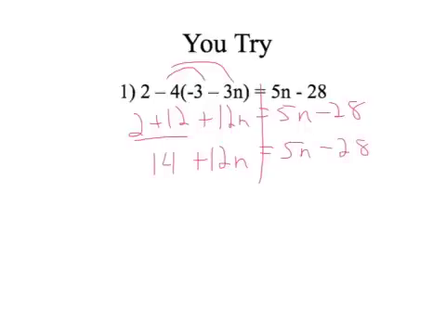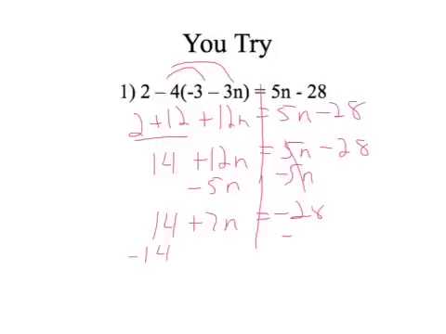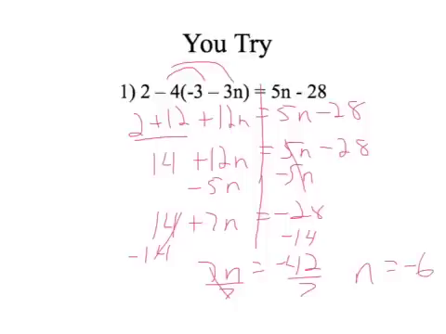Alright, now we're down to variables on both sides. So move your smallest, so subtract 5n from both sides. Cancels. Bring down the 14. 12 minus 5 is 7. Then subtract 14 from both sides. 7n would equal negative 42. Divide by 7. 7's cancel. Negative 42 divided by 7 would be negative 6.